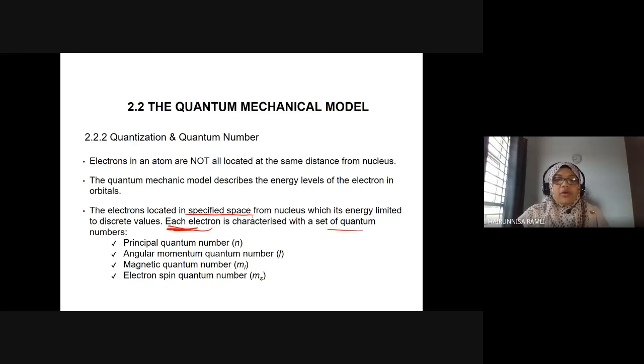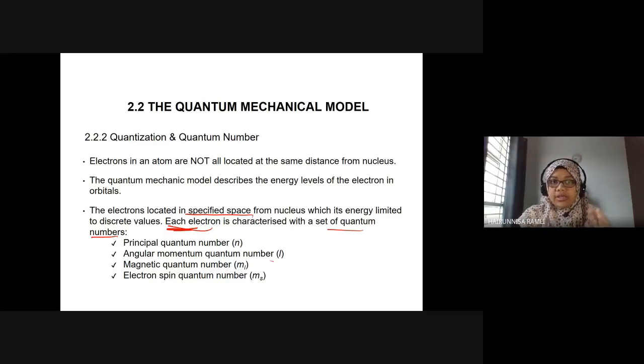So to get the specified space, the location, this model came up with that each electron, setiap electron is characterized with a set of quantum numbers where we have n, l, ml, ms. Ada empat ni, you kena tahu empat itu menentukan dia punya elektron punya kedudukan lah. We know that each of us have our identification, right? Our thumbprint, kan? Setiap orang tak sama. Even you adik-beradik ke pun takkan sama. So same goes to this electron.